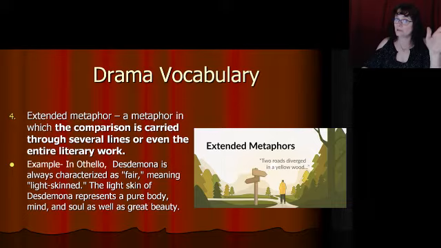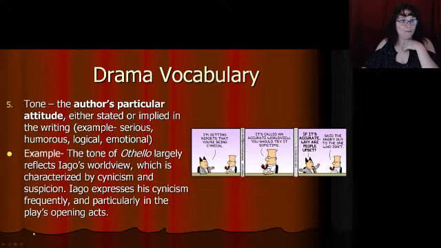Another example of an extended metaphor is on the right side of the screen, the poem "The Road Not Taken," where the two roads diverge is the comparison for the entire poem of choices that we make in life. Number 5 is tone, which means the author's particular attitude, either stated or implied in the writing.